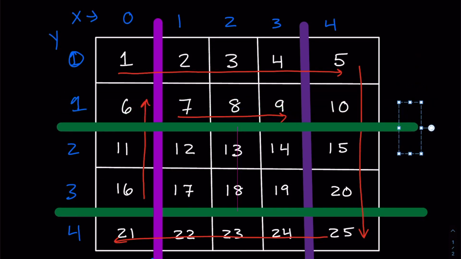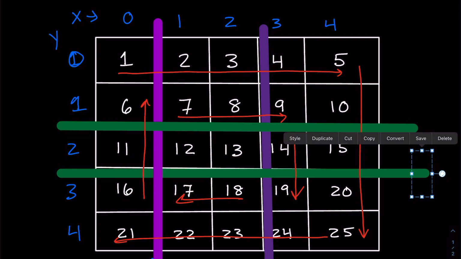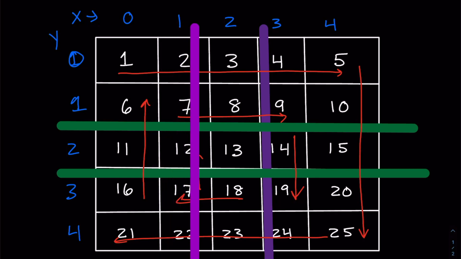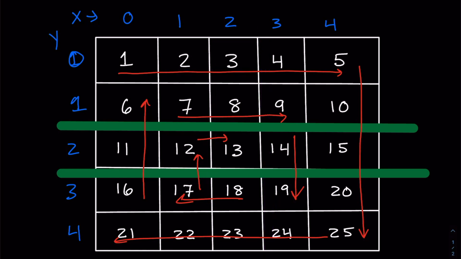The top comes down. Right moves over. Bottom comes up. Left moves to the right. And there you go. So now let me just move the boundaries, get them out of the way.